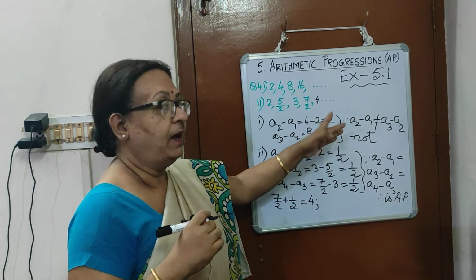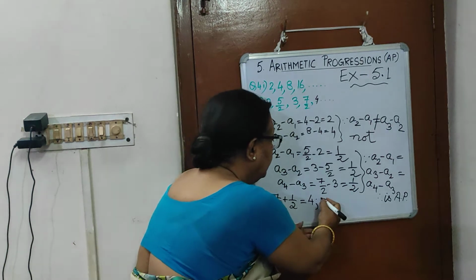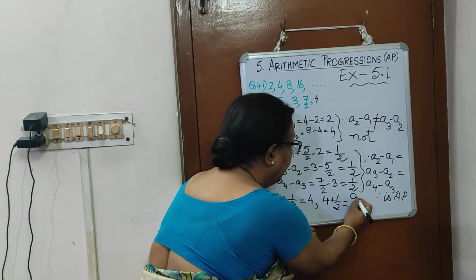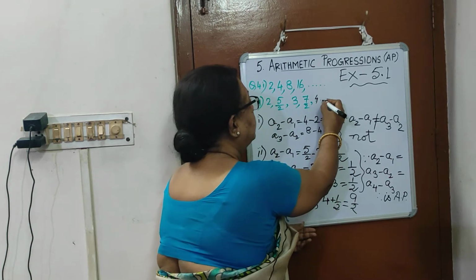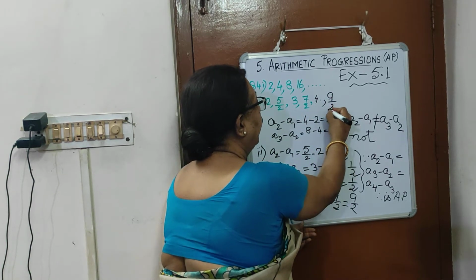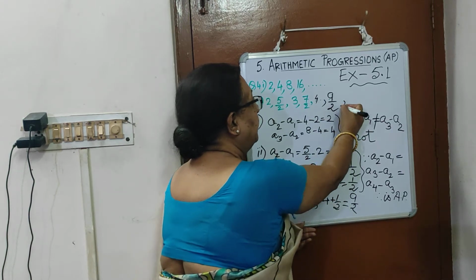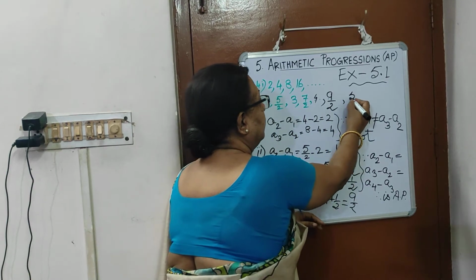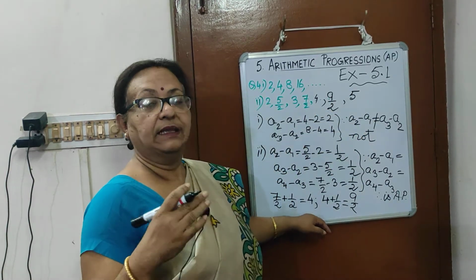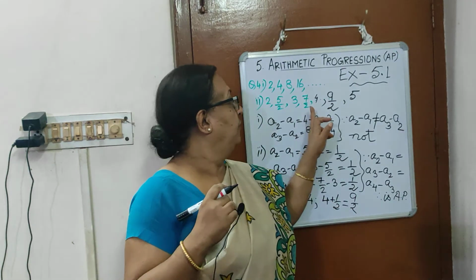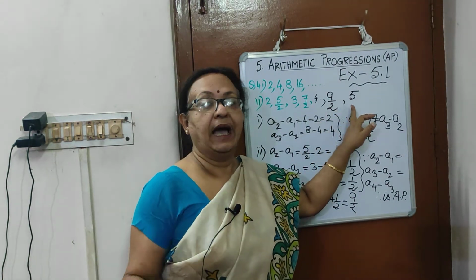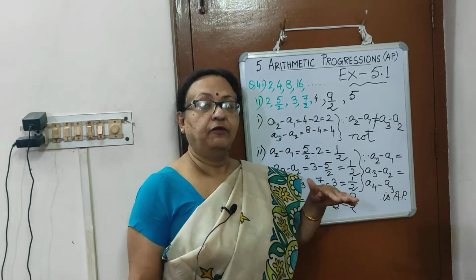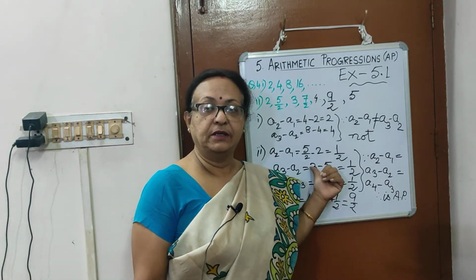What will be the next term? Again add 1 by 2. 4 plus 1 by 2, you get 9 by 2. So the next term will be 9 by 2. What will the next be? 9 by 2 plus 1 by 2, that is 10 by 2, that is 5. So the next 3 terms are 4, 9 by 2 and 5. Understood, children? Okay. So next we do a few more sums.